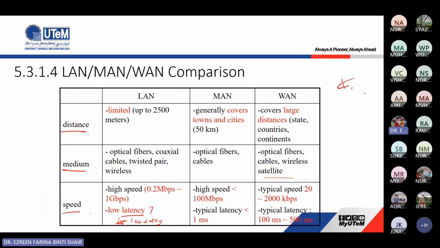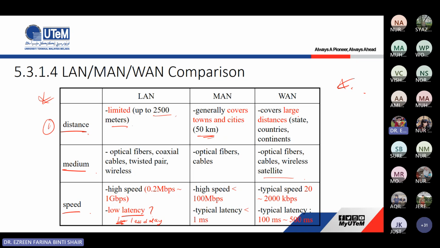This table summarizes the difference between the LAN, MAN, and WAN. This is very important. Let's look at the first one, in terms of distance. The LAN has a very limited coverage. It can only cover up to 2,500 meters. Whereas the metropolitan area network can cover whole towns and cities, about 50 kilometers.